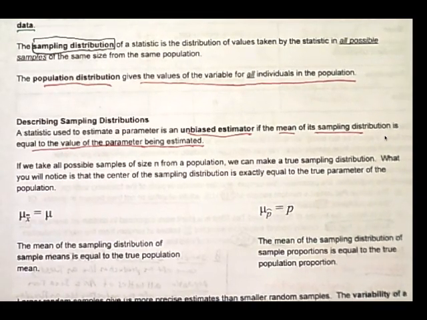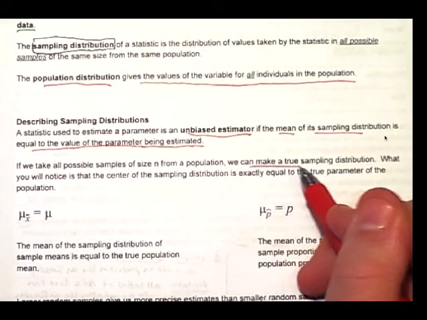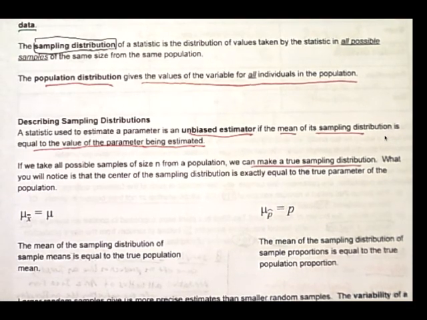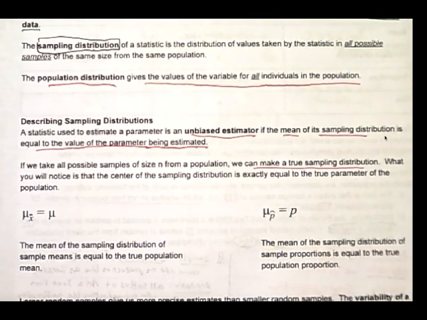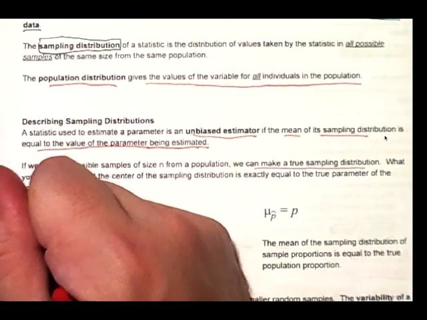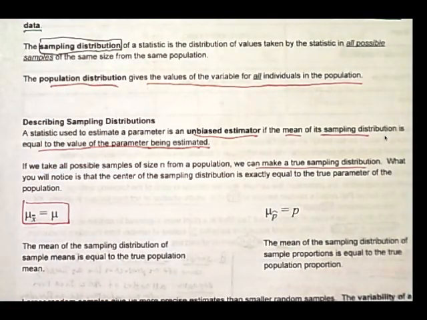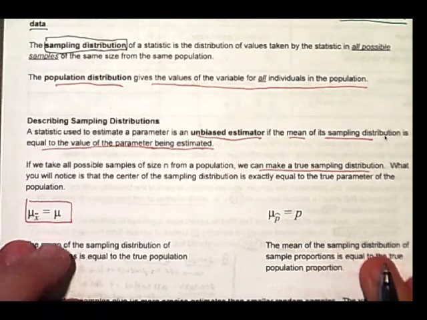If we take all possible samples of size n, like size 30 in the case of the pennies, from a population, that's the only way we can make a true sampling distribution. What you will notice is that the center of the sampling distribution is exactly equal to the true parameter of the population. So what does that mean? I'll try to illustrate that for a second.